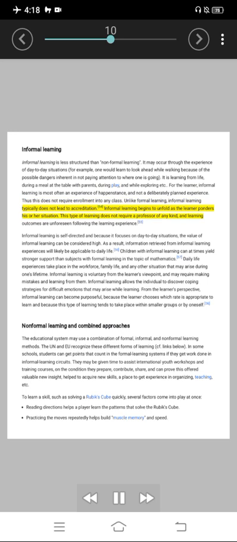Informal learning begins to unfold as the learner ponders his or her situation. This type of learning does not require a professor of any kind, and learning outcomes are unforeseen following the learning experience. Informal learning is self-directed, and because it focuses on day-to-day situations, the value of informal learning can be considered high. As a result, information retrieved from informal learning experiences will likely be applicable to daily life.